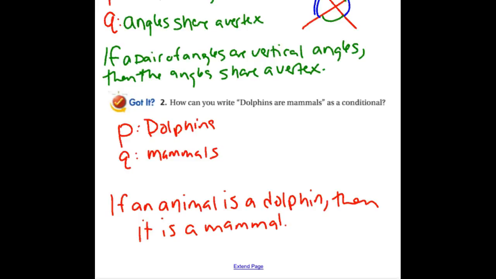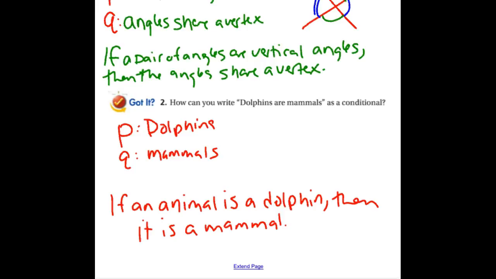I said the hypothesis is dolphins, and the conclusion is mammals. So you're not going to say "if dolphin, then mammal." You want to be a little bit more grammatically correct than that. So you might say, if an animal is a dolphin, then it is a mammal. Or you could say, if an animal is a dolphin, then the animal is a mammal.